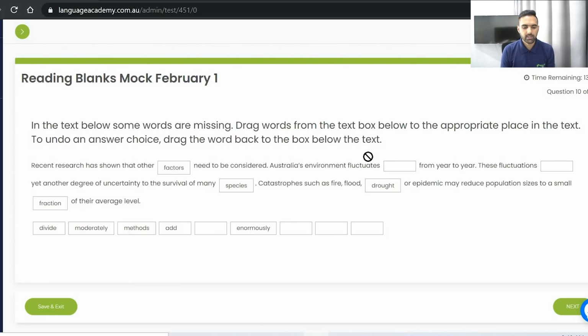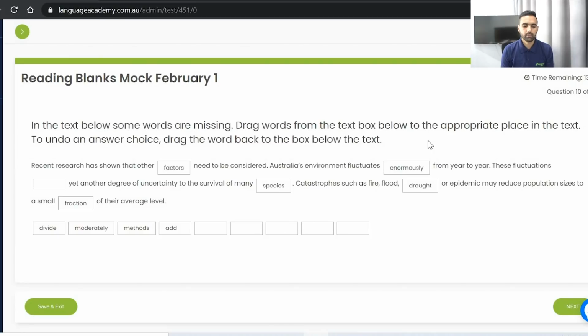These fluctuations dash yet another degree of uncertainty. Divide, methods, or add. Divide won't be right, because divide is to reduce. If I say this will divide the uncertainty, it means your risk level is going down. But because of fluctuations, it will increase the chances that the species will face problems. That's why we will use the word add, because these fluctuations are causing more harm than good, meaning they are adding to their disadvantage. This is the right answer. Solve the ones which you are sure about first, and then move on to the ones which are left over. The probability of you getting the right answer will be higher.